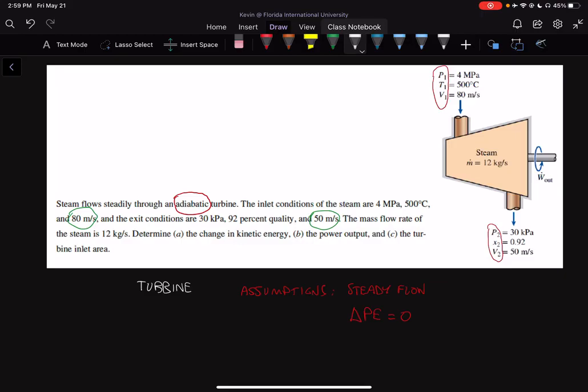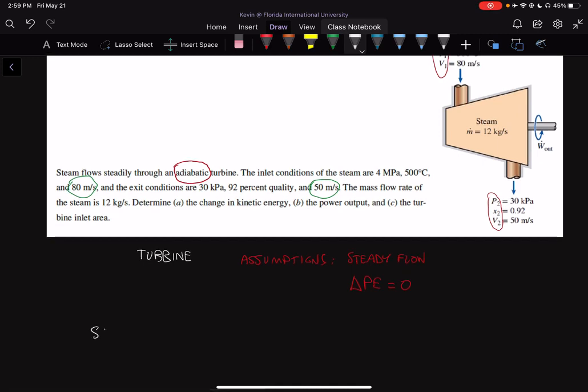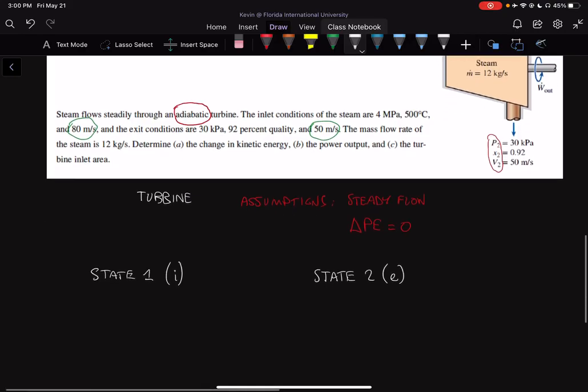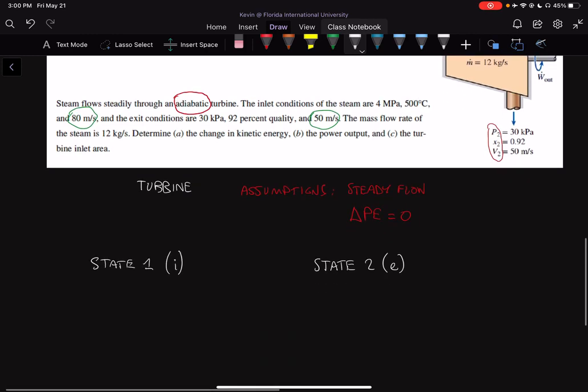I'm going to follow the book's way of doing it for this problem because it gives it in the problem like that. But we can write that at state 1, which is our inlet, and we can write a state 2, which is our exit. So up to you whether you want to use 1 or I. I prefer using I and E, but the book prefers using 1 and 2, so we'll go with 1 and 2 this time.